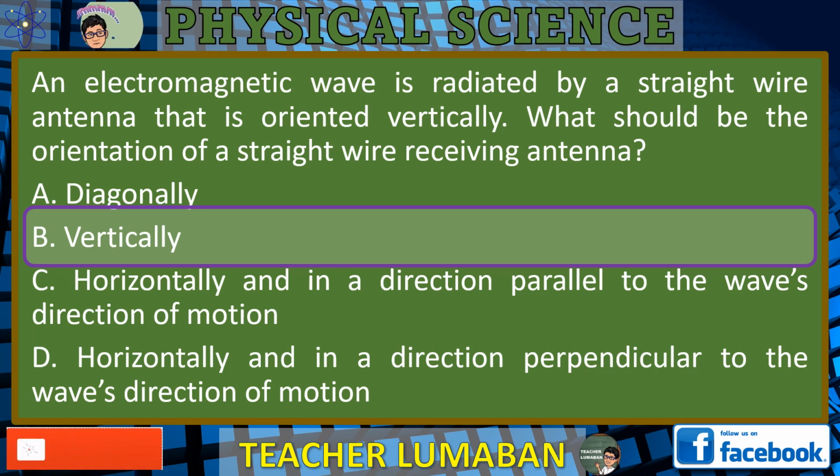Paliwanag, kapag ang isang electromagnetic wave ay na-radiated ng isang straight wire antenna na naka-orient ng patayo, ang receiving antenna ay dapat ding naka-orient ng patayo upang epektibong makuha ang signal. Ito ay dahil ang mga electromagnetic wave ay may oscillating electric field at isang perpendicular magnetic field. Kapag ang isang vertically oriented antenna ay ginagamit para sa transmission, ito ay bumubuo ng electromagnetic wave na may vertically polarized electric field. Para epektibong matanggap ang wave na ito, dapat na naka-orient ang receiving antenna sa parehong patayong direksyon upang ma-maximize ang pagkuha ng bahagi ng electric field ng wave.